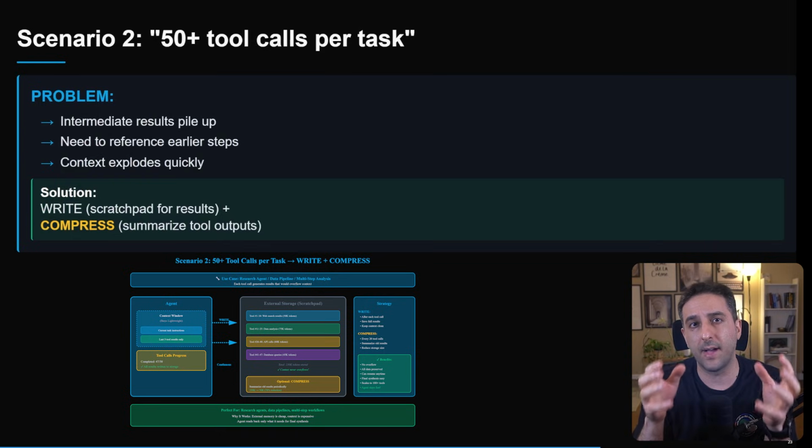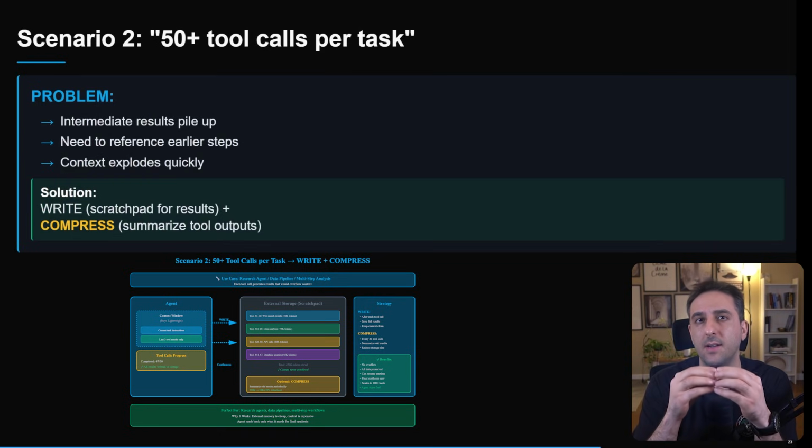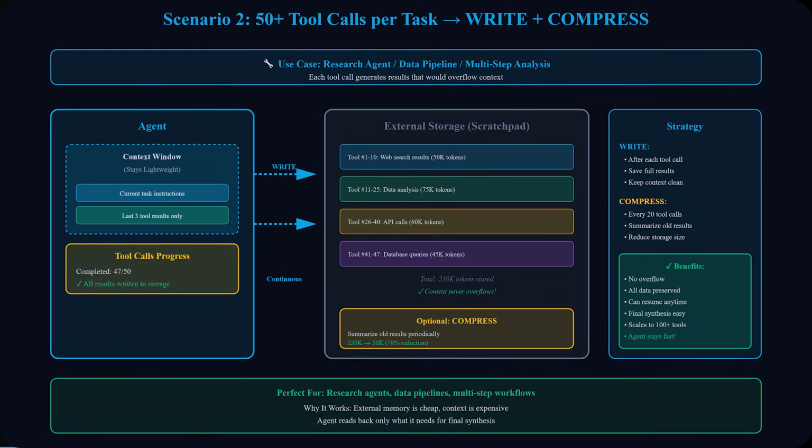Intermediate results pile up fast, and the agent needs to reference earlier steps. As a result, context explodes. Solution: write plus compress. We use a scratchpad to store intermediate results externally and summarize tool outputs before adding them to context. This way, the agent can access everything it needs without overloading the context window.